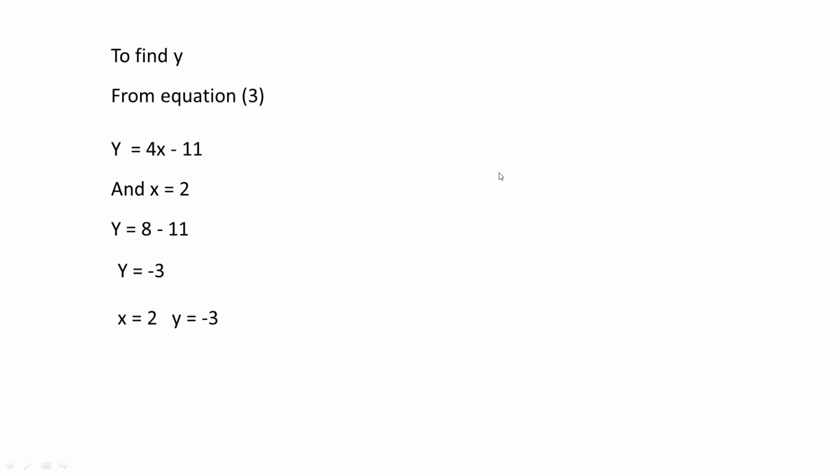Now let's find y from equation 3. y equals 4x minus 11 and x equals 2. y equals 4 times 2 minus 11. y equals 8 minus 11. This means y equals minus 3. So x equals 2 and y equals minus 3.